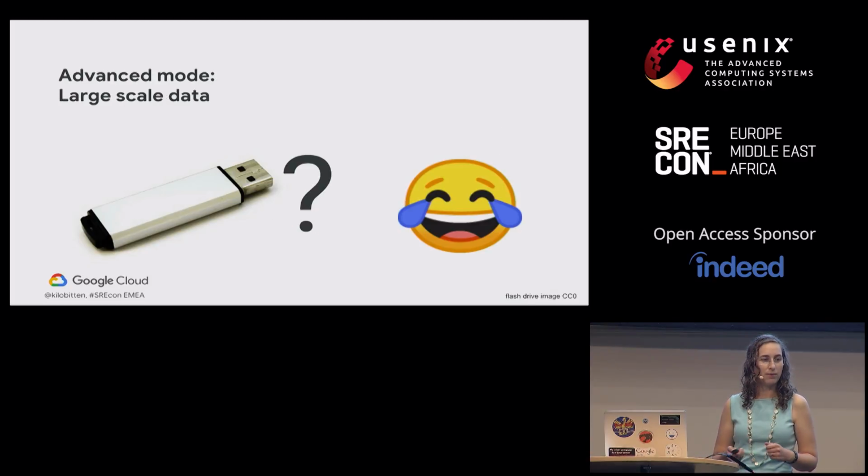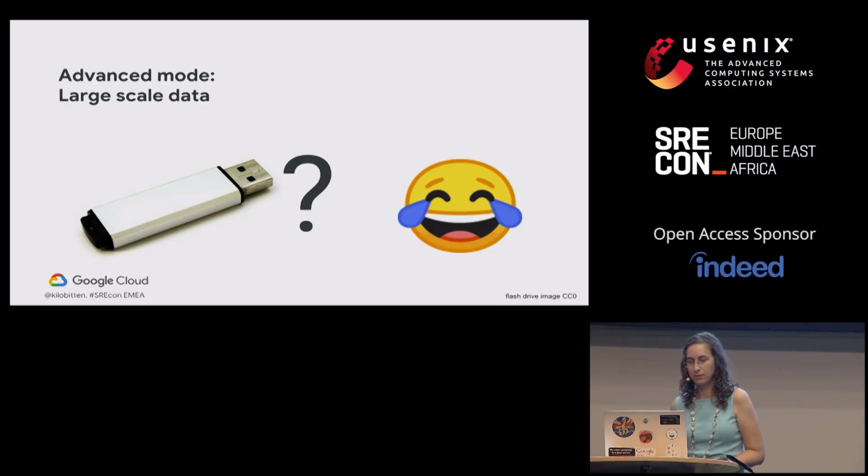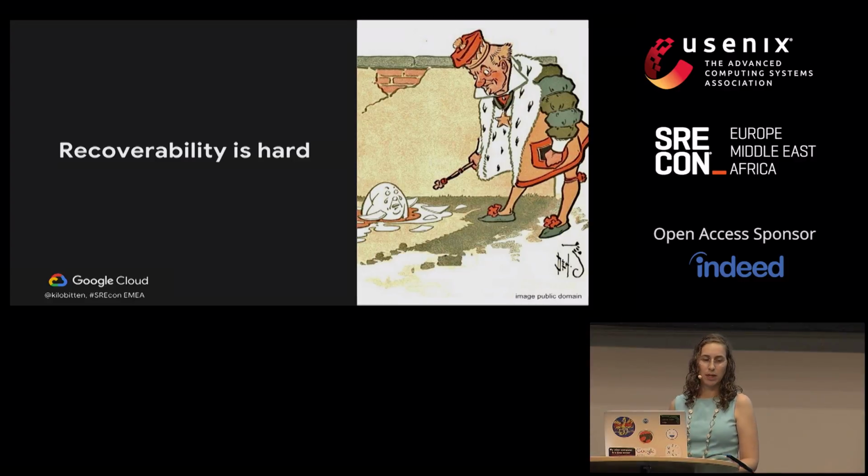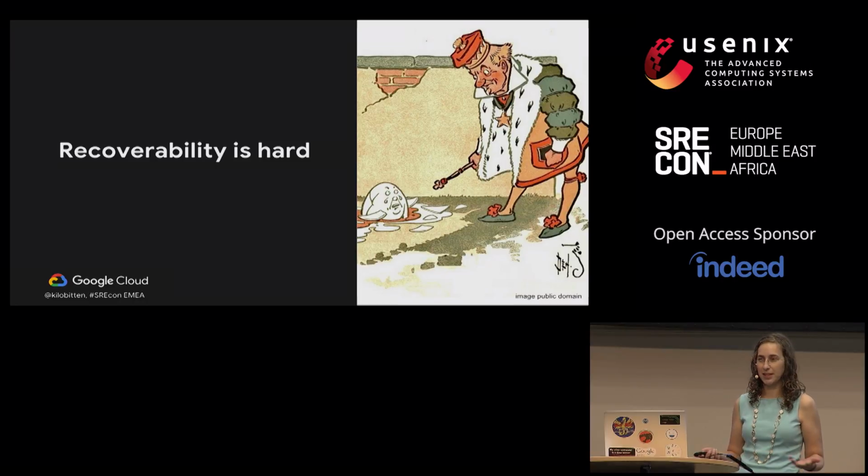And then to play this game in advanced mode, have large-scale data. It's very important to remember that data doesn't have to be big to be critical. A single bad certificate could bring down an entire service. But in the event that what you're talking about is taking care of a single certificate, a viable, maybe not good, but a viable solution might be to put it on a flash drive and put it in a desk drawer. Yay, done. But when you're working with large-scale data, you're going to have to work a little harder than that. Because recoverability is hard. Sometimes all the king's horses and all the king's men aren't enough to get it done.